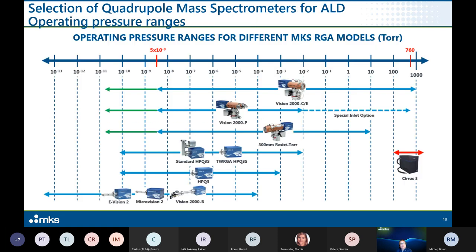And you see here a nice overview of the various systems that MKS is offering. It's labeled ALD here, but it's covering all of the processes. It goes from systems for high vacuum and ultra high vacuum, up to atmospheric pressures. And we have the whole range available for different applications and different processes.